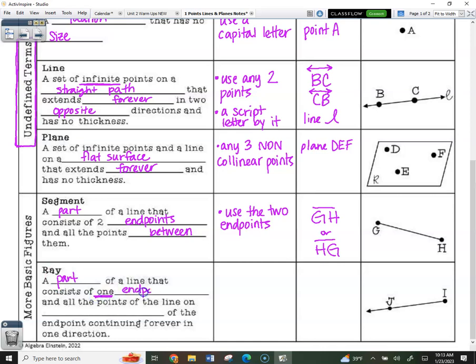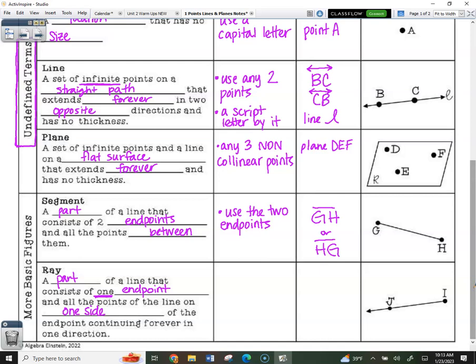endpoint and all the points on the line on one side of the endpoint continuing forever in one direction. It starts with an endpoint, then continues on. How do you name it?